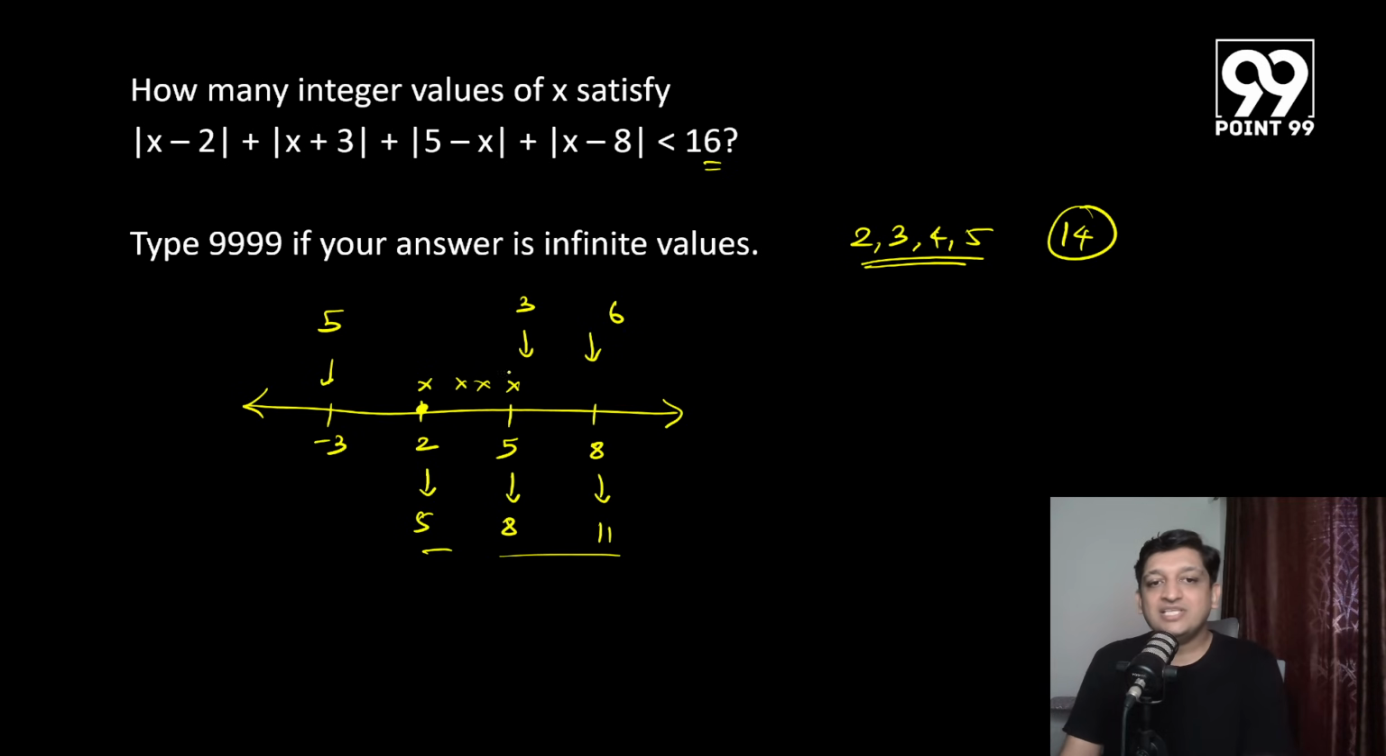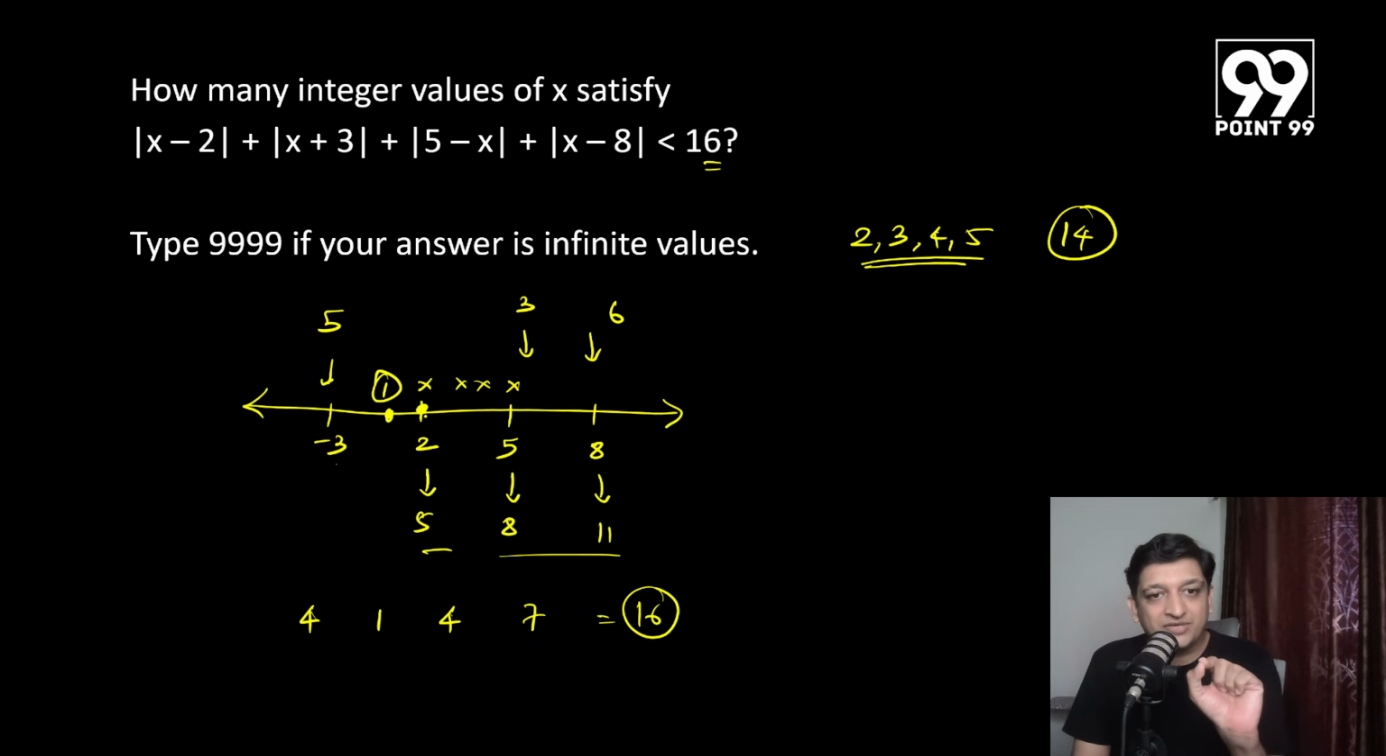But what happens if we shift one place to the left? What happens if they decide to meet at 1? Now this person will have to cover 4 units, 2 will have to cover 1 unit, 5 will have to cover 4 units, 8 will have to cover 7 units. So we are going to get 9 plus 7, that is 16 units, which is not less than 16.